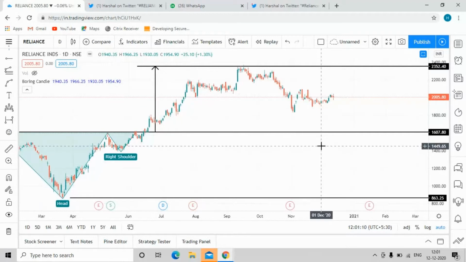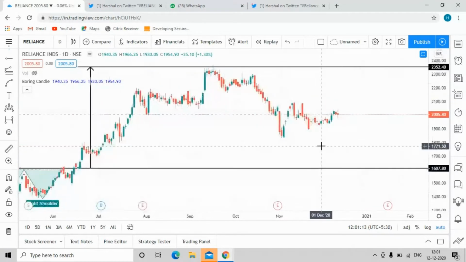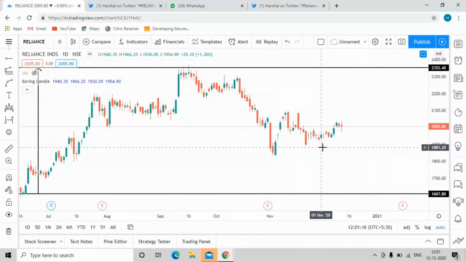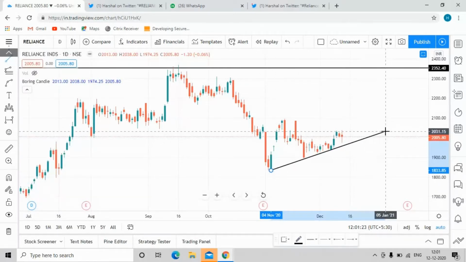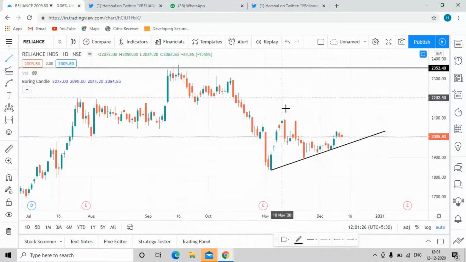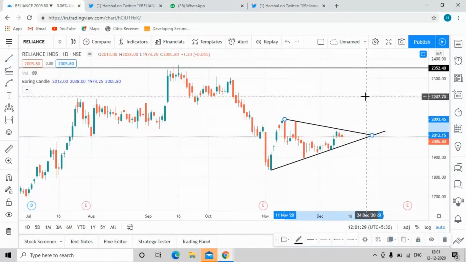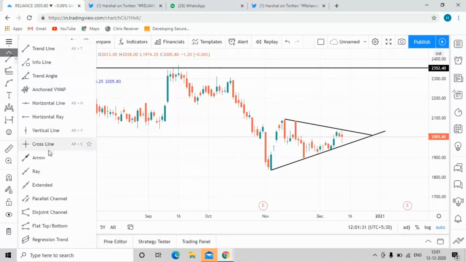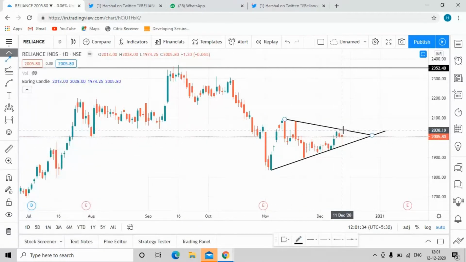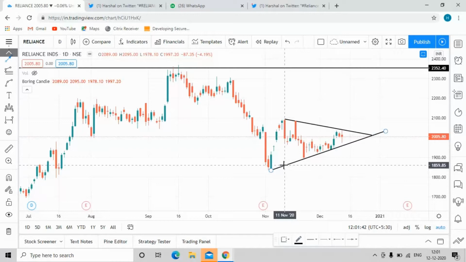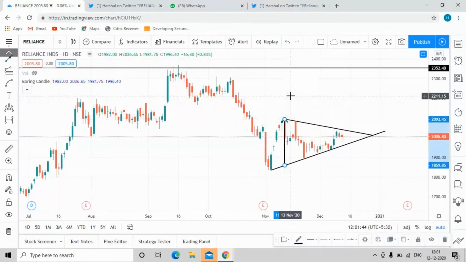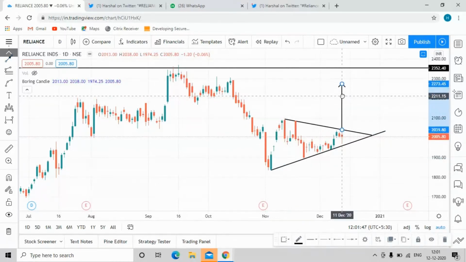Now at this point today, when it is at 2005, there is a small symmetrical triangle pattern. If I draw a trend line over here as of now, the first target which I'm expecting, only and only if it is giving me a close above 2340 actually. So let me first draw this, and this is what I'm expecting from Reliance, above here, right?